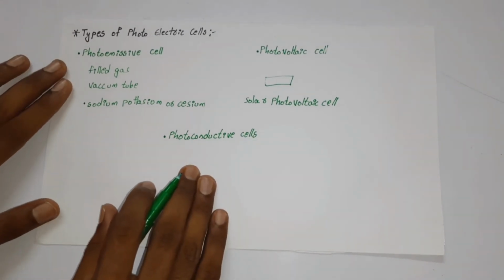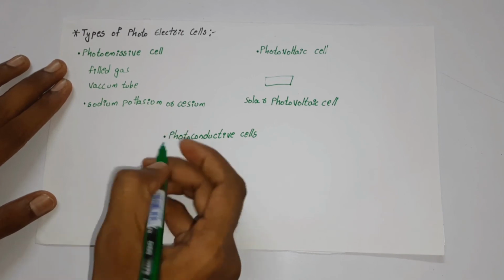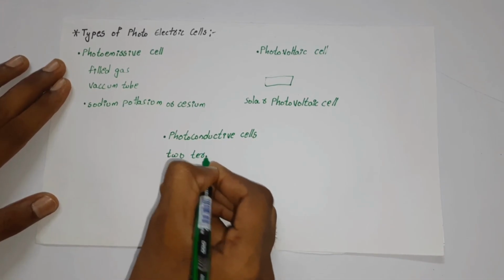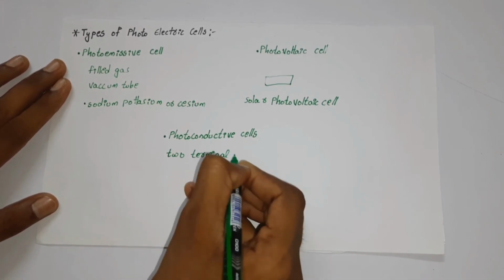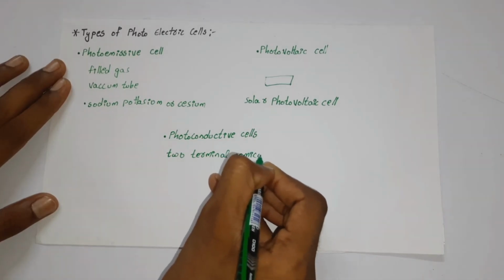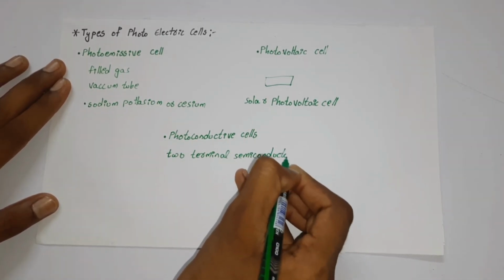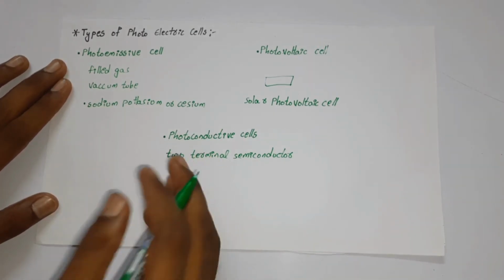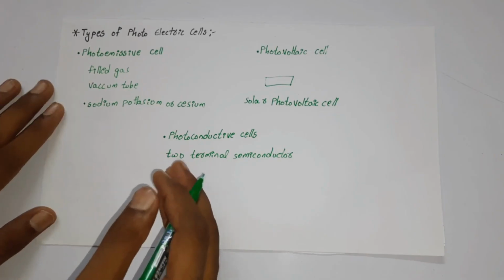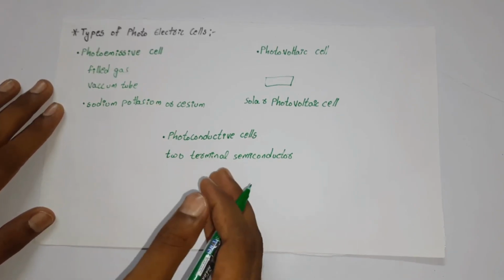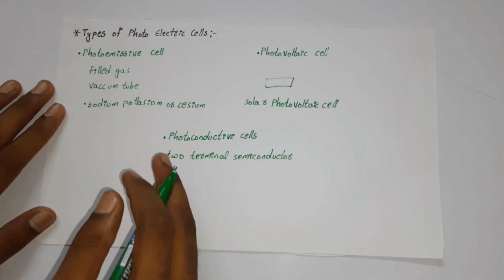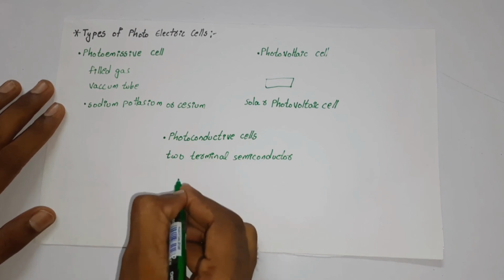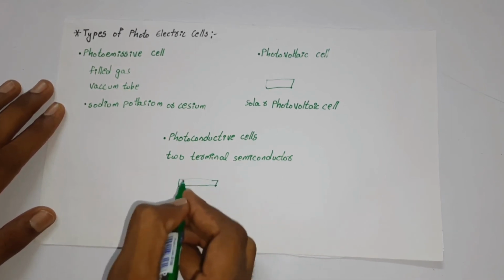The photoconductive cell is a type of cell that uses two terminals. So this type of cell will use a two-terminal semiconductor. Why does it use a two-terminal semiconductor? Because it alters the resistance of the electrical current. So it alters the resistance of the electrical circuit with two terminals based on how much light is hitting the cell.